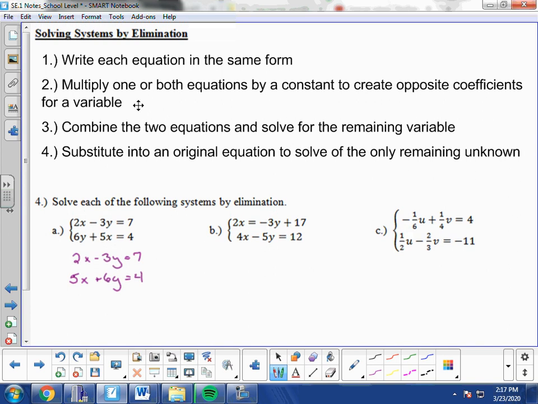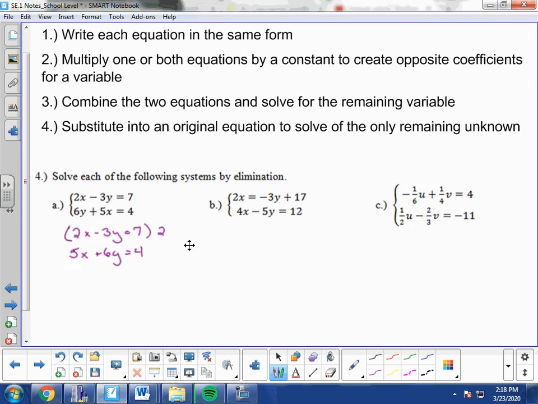Now, the second step says multiply one or both equations by a constant, just a number, to create opposite coefficients for a variable. So what I want is in front of the x or the y, I want one of those to have a positive number and the other to have a negative number of that version between the two different equations. So if I look here, I'm going to look at the y's. So this is a negative 3y and this is a positive 6y. How could I make those numbers the same with one being positive and one being negative? If you said multiply the second equation by 2, then you'd be correct.